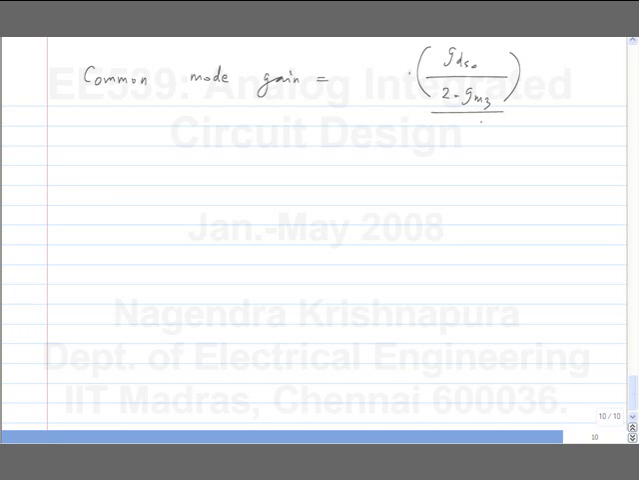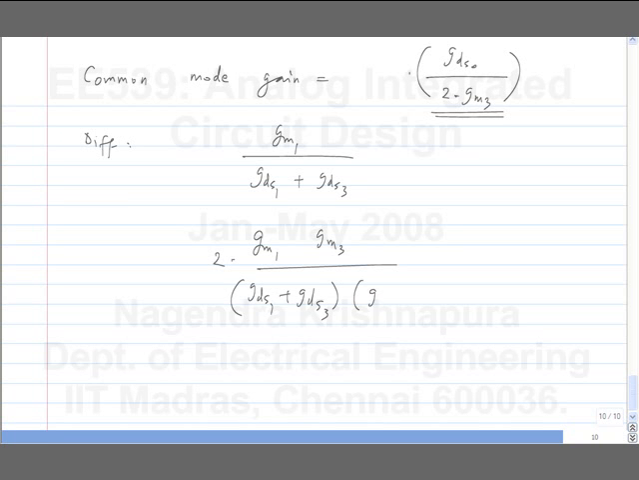So this common mode gain is very small. In fact, not only is it smaller than the DC differential gain, it's also much smaller than 1. Okay. And the differential gain was GM1 by GDS1 plus GDS3. So the common mode rejection ratio is the ratio of the two, which is very large. Any questions?